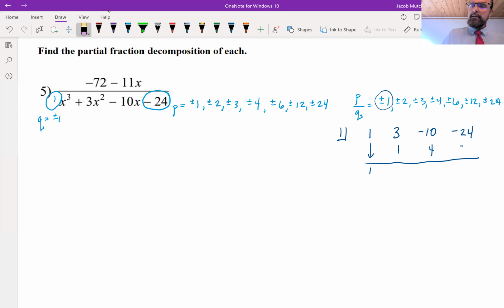And I'll try negative 1 now. If the positive didn't work, we'll see if the negative does. So again, I'm going to start with negative 1 times 1 is negative 1. 3 plus negative 1 is 2. Negative 1 times 2 is negative 2. Negative 10 plus negative 2 is negative 12. Negative 1 times negative 12 is 12, and negative 24 plus 12 is negative 12. So again, that one didn't work either.